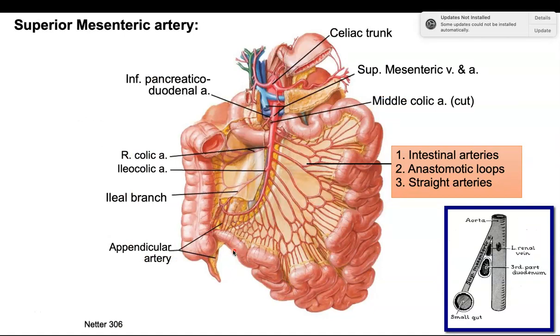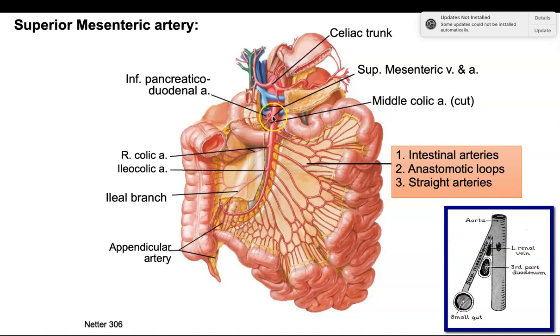Now let's look at the branches of the superior mesenteric artery. As you can see, the superior mesenteric artery arises from the anterior aspect of the abdominal aorta right underneath the celiac trunk. So this is the celiac trunk, this is hepatic, this is the splenic, this is left gastric. Now the superior mesenteric artery is coming from the ventral aspect of the aorta.